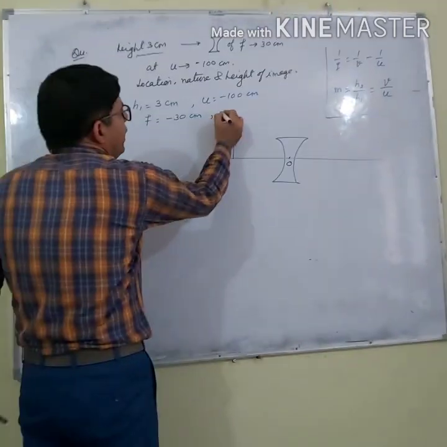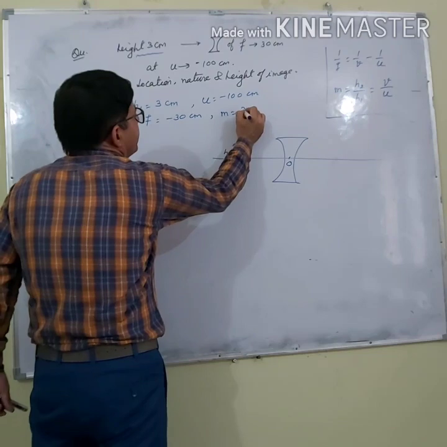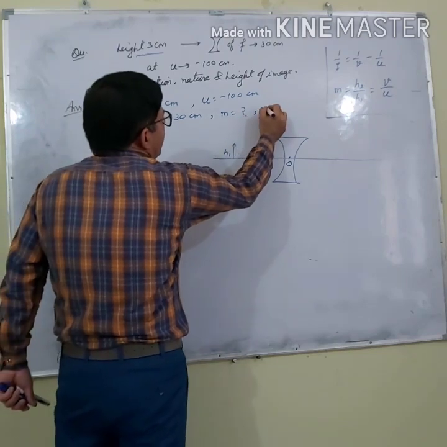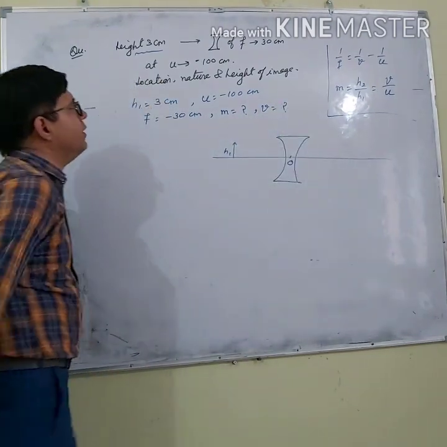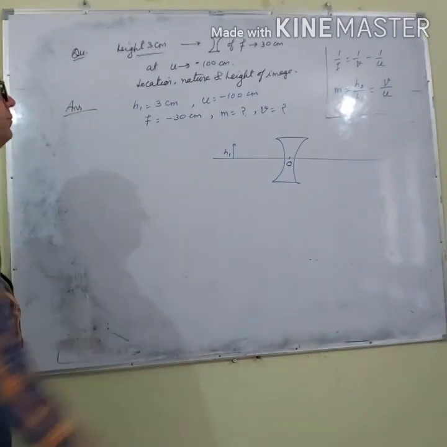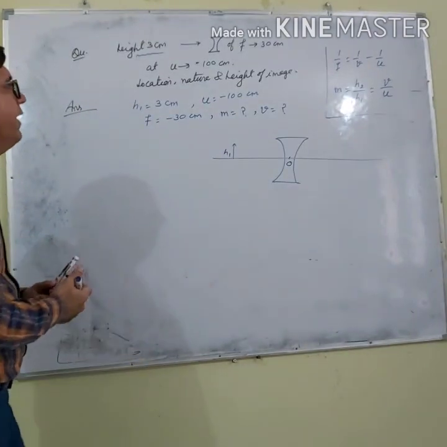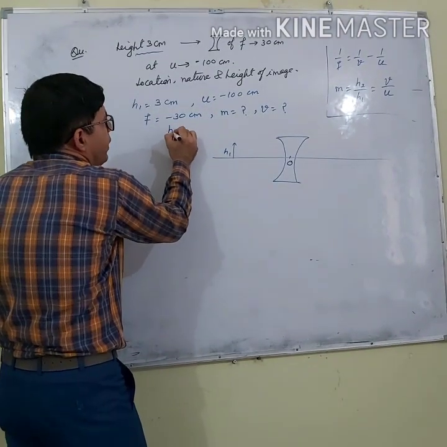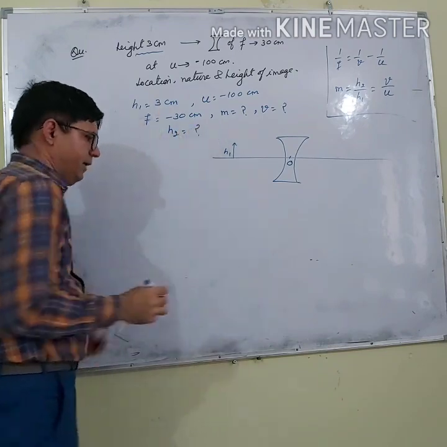What do I have to calculate? I have to calculate the nature. Nature can be known by magnification. I have to calculate the location of the image. So let's find out, and also what is the height of the image.